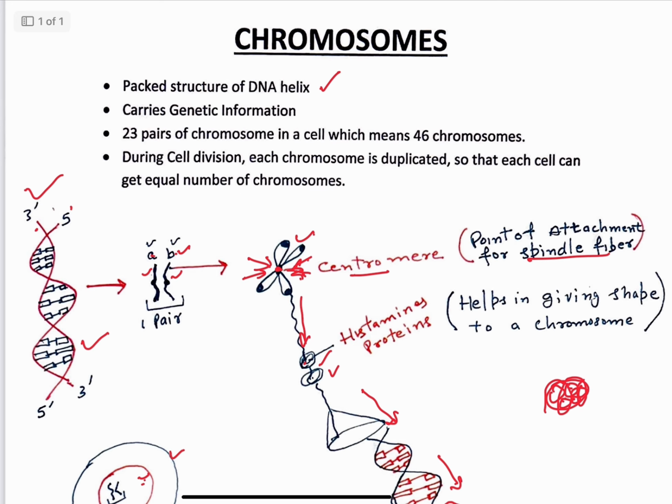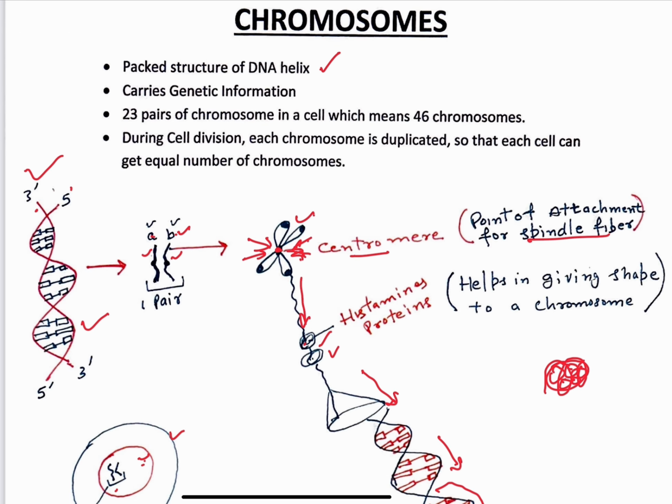We just briefly discussed that a chromosome is a structure of a DNA helix. It carries genetic information. There are 23 pairs of chromosomes in a cell, meaning there are 46 chromosomes. During each cell division, each chromosome is duplicated so that the cell can have an equal number of chromosomes.